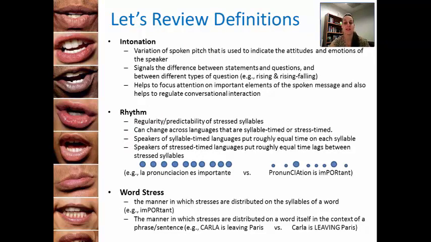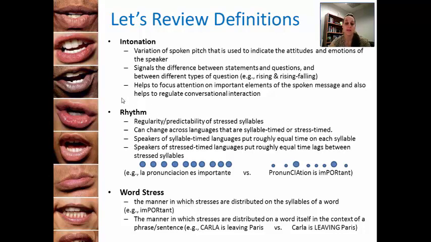So let's review some of the definitions. Okay, intonation. Remember that intonation is a variation of spoken pitch that is used to indicate attitudes and emotions. Right? There's two. We just covered it: rising and falling. You can think about it as the melody of the language. Okay, and it shows the difference between statements and questions.